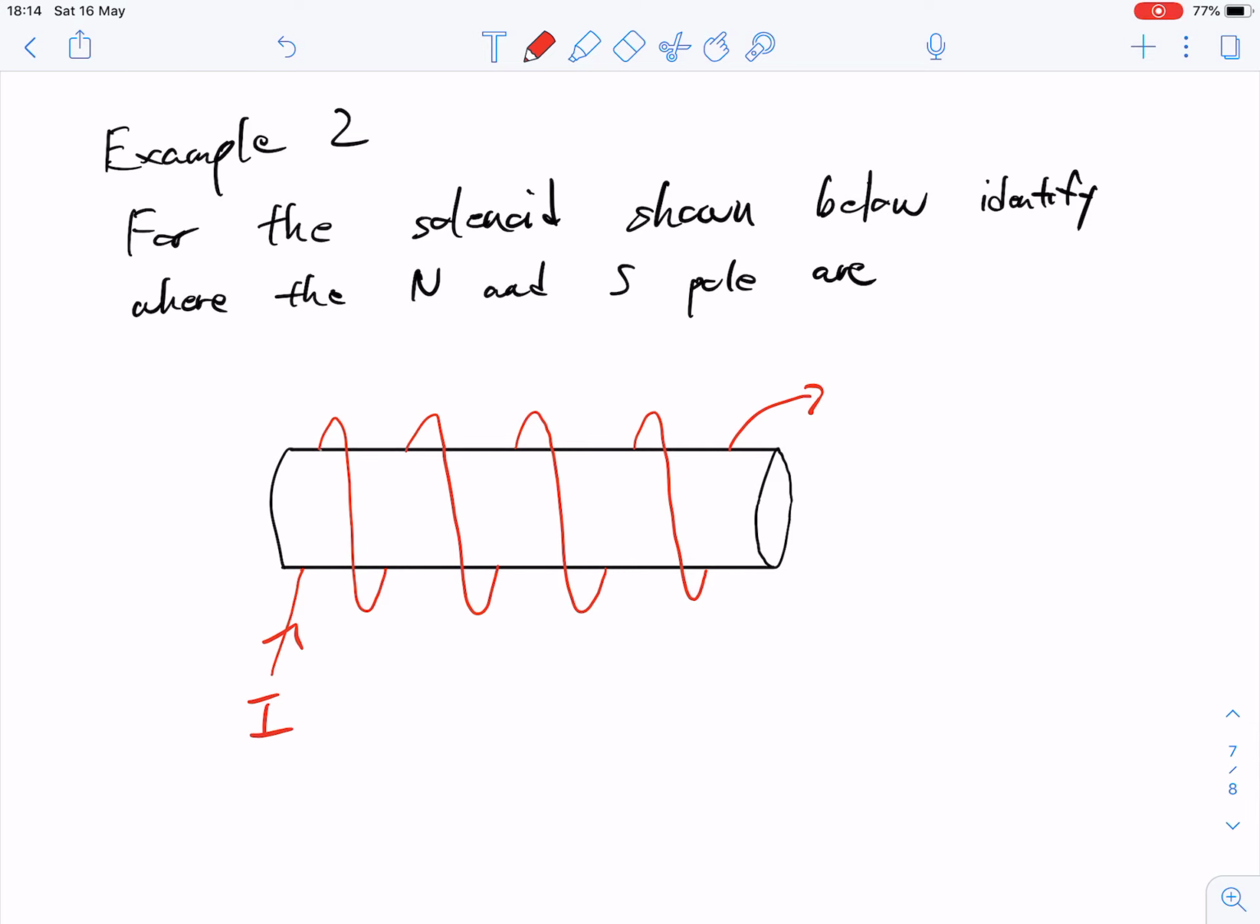So for this second exercise, again, imagine that there's a solenoid that we see here. Current is going up, as you can see, through the red wire here. Identify the north and south poles. Go ahead and pause the video and think about the direction for that. Okay, so hopefully you've had the chance to think about that. So the current is going up.